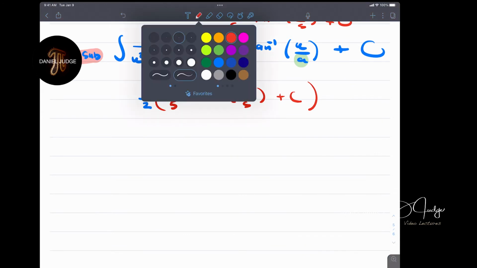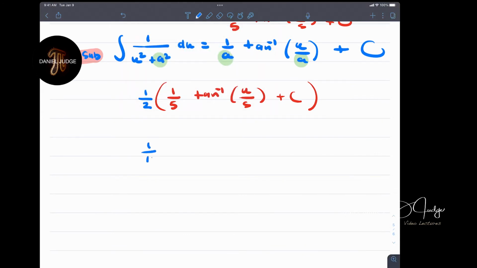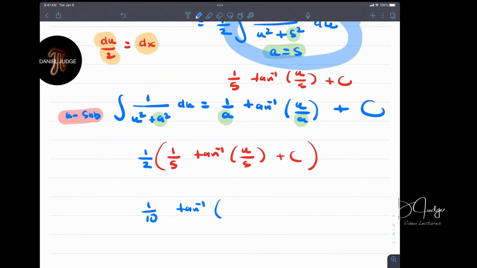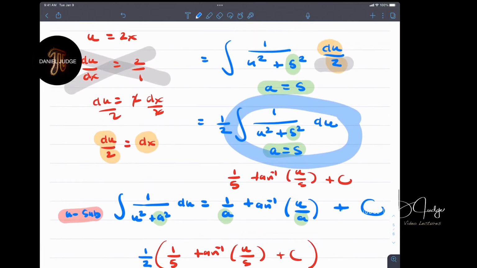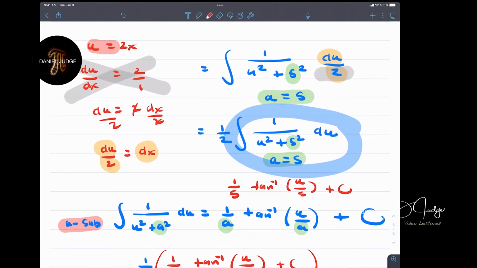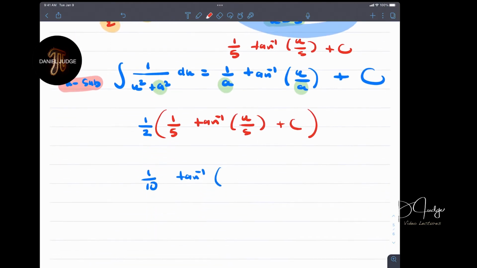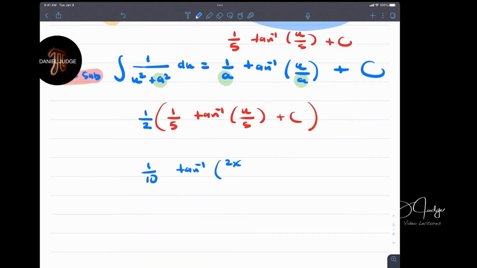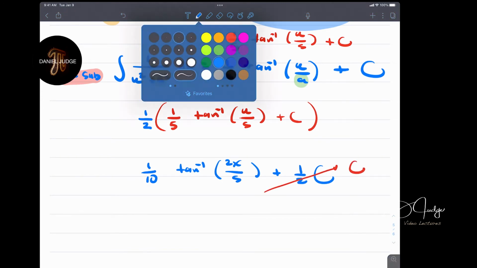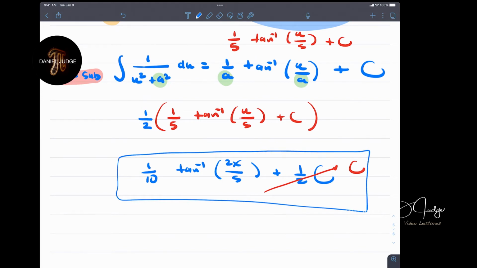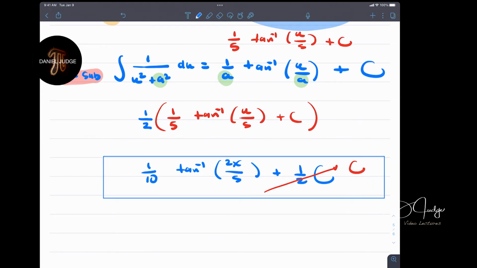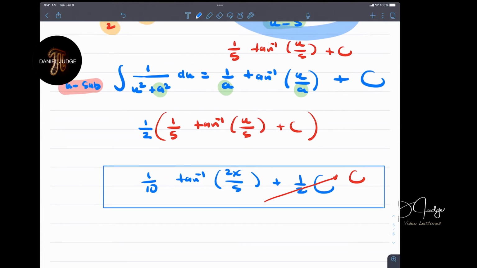So when you multiply now, you distribute. This becomes 1/10 inverse tangent. Remember what u is, though. Go back, and what is u to begin with? Here's u. It's 2x. So we replace this with 2x over 5. Yes, that can be 1/2 c, but you guys know by now that's just going to be your constant. And we can just leave it as our answer like this. So there you go. So this is kind of how we use those integral formulas, ladies and gentlemen.